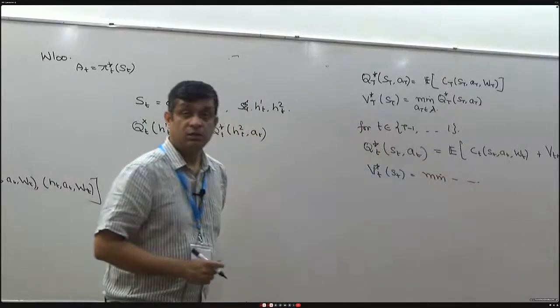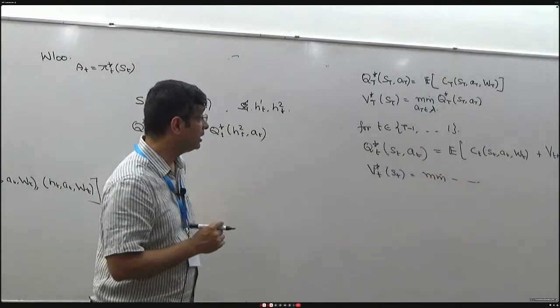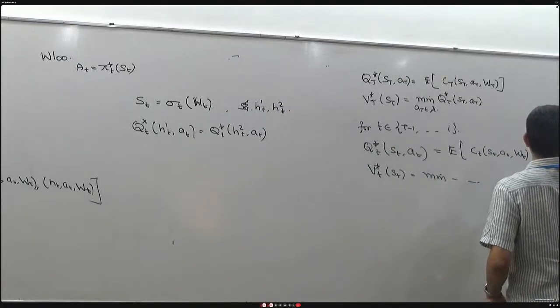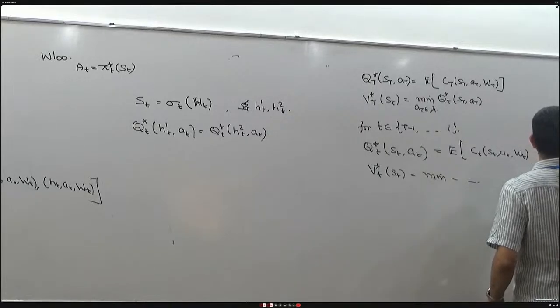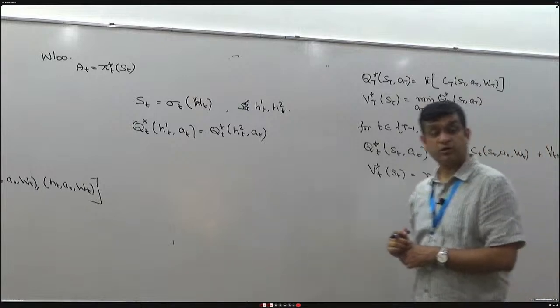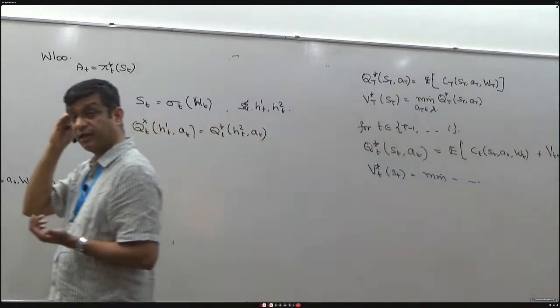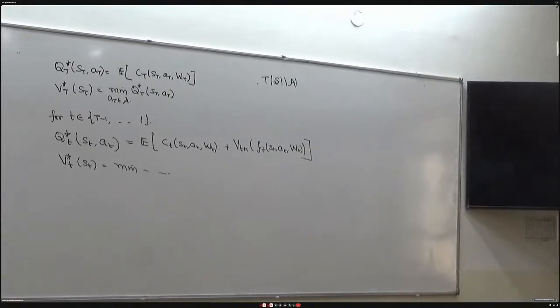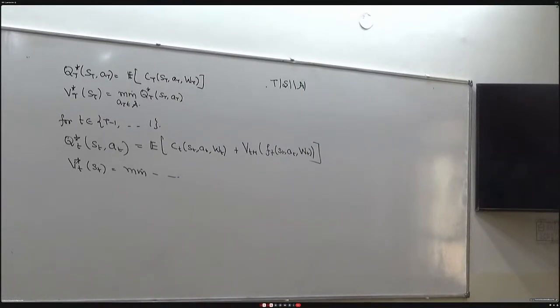Okay? So what has happened now is that at every time, I have to keep track of script S times script A number of computations. Right? That's the size of my Q table. And I have to do this for every time. So under these assumptions, I have an algorithm whose complexity is linear in time, because I got rid of the histories.